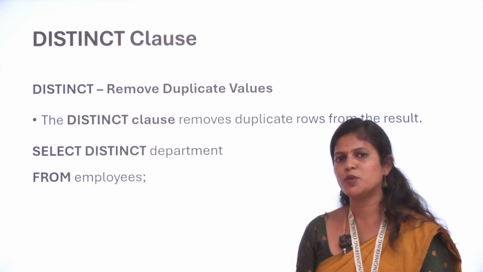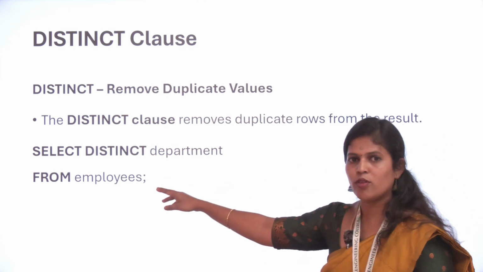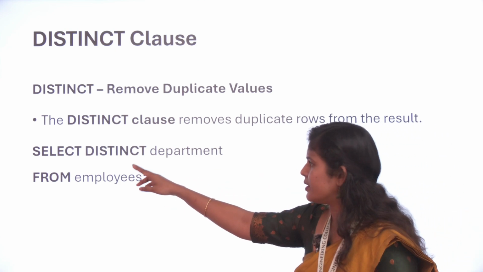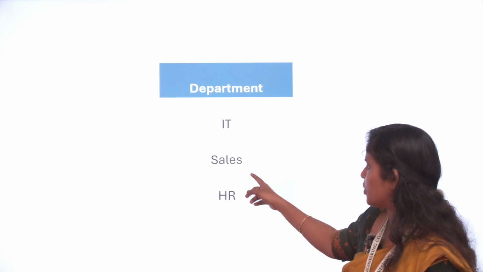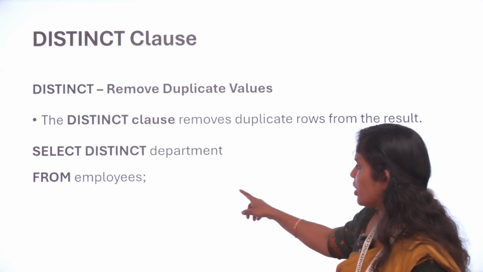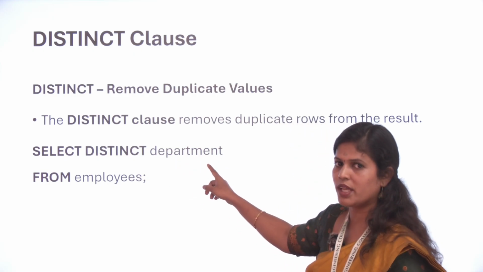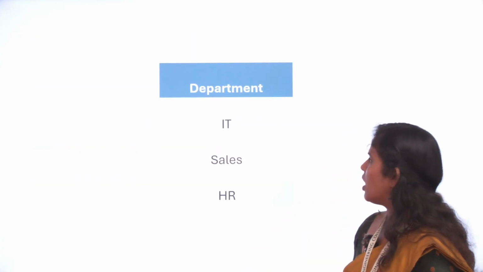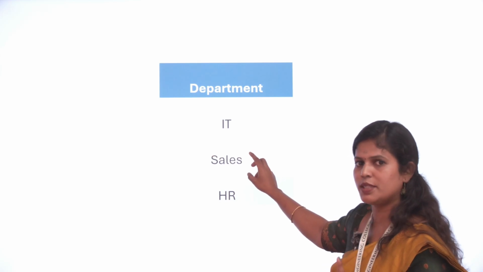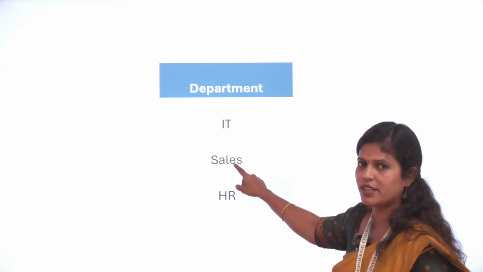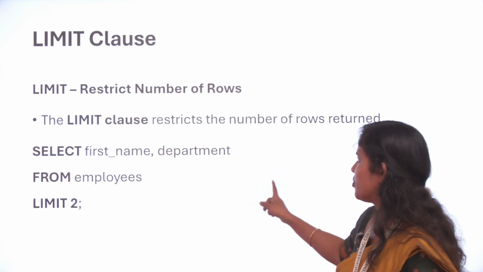The DISTINCT clause helps you remove duplicate values from your table. This is the keyword for that, and this is the syntax: SELECT DISTINCT department FROM employees. What we have mentioned here is the distinct values from the department column. We want to display the distinct values for the department. Before that, there were 2 sales departments, right? That will be eliminated here. Only sales alone is displayed, one sales entry.